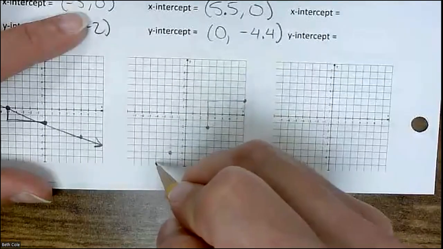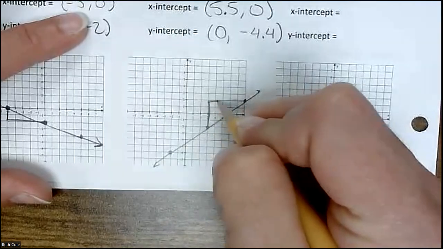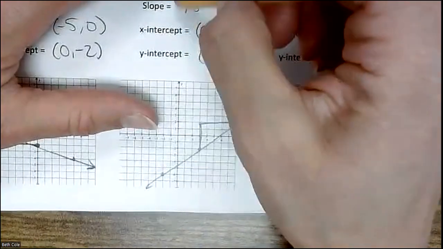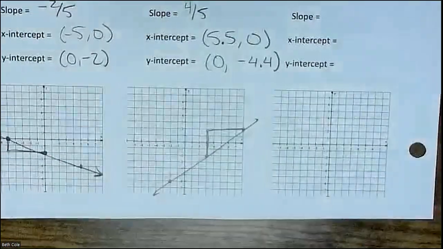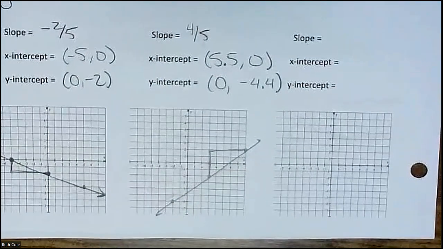I'm sorry, guys. Hey, can you stop talking and listen? Shh. There we go. Up 4 over 5. So I'm sorry, 4/5. Can you stop that? You're talking while I'm teaching. You're talking over me. It's rude.